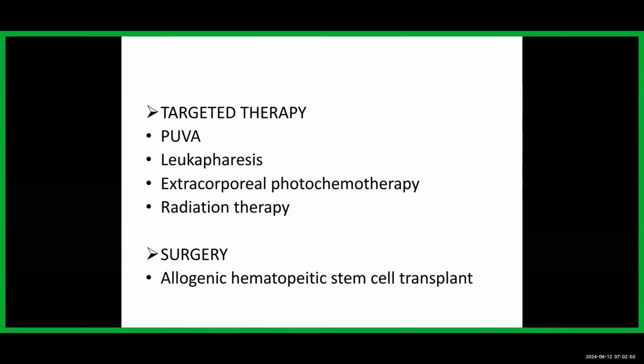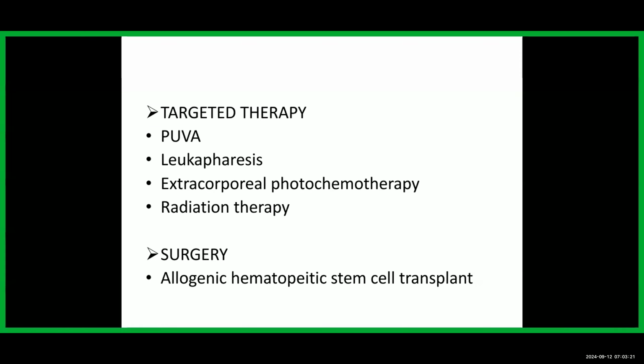Under the targeted therapy, we could use psoralen, ultraviolet radiation, then leukapheresis. So this is just removing the white blood cells from the blood. Then the other one is extracorporeal photochemotherapy. So this combines PUVA and leukapheresis. Then finally, you take back the blood that has gone under PUVA back into the patient's circulation.